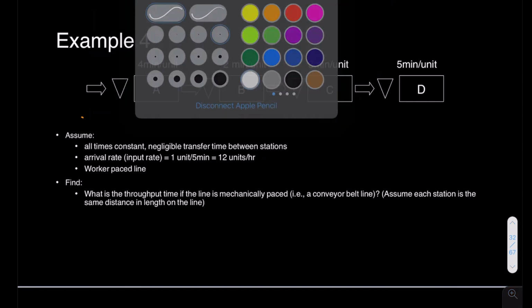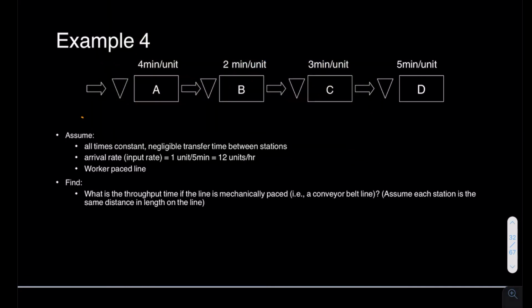Okay, the last question is about cycle time, throughput time, but different assumptions. So we assume a mechanically paced line. I briefly mentioned this mechanically paced line at the beginning. What this means is we are using a conveyor belt. You can just imagine the automobile manufacturing line where there are many robot arms and one steady speed conveyor belt line moving. If that is the case, it's a bit different from a worker paced line.